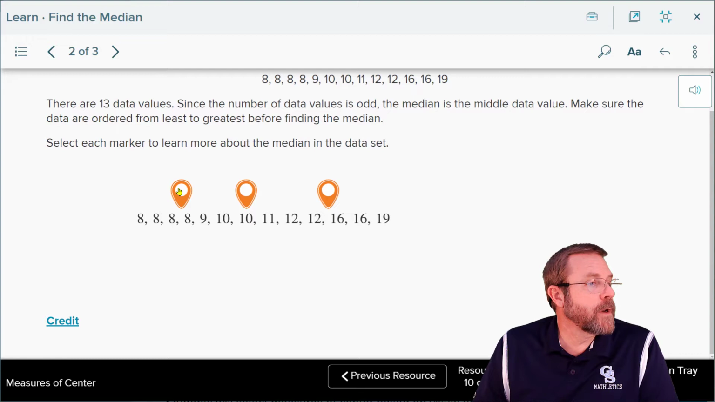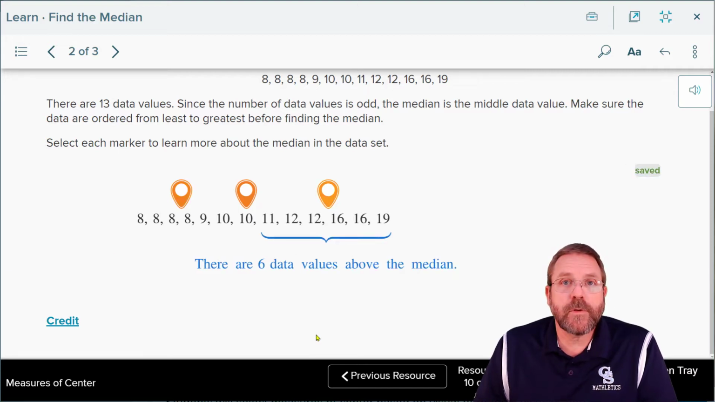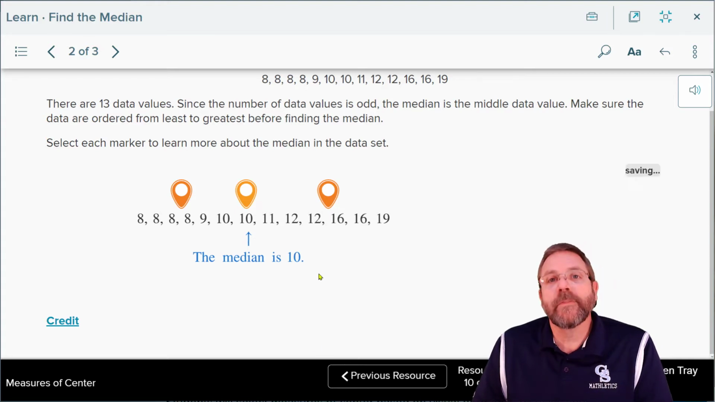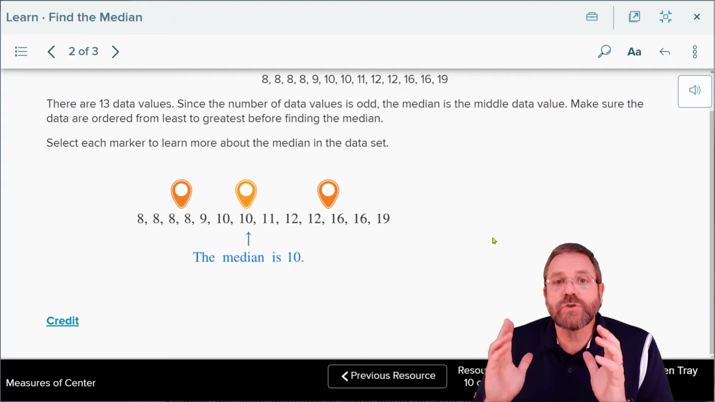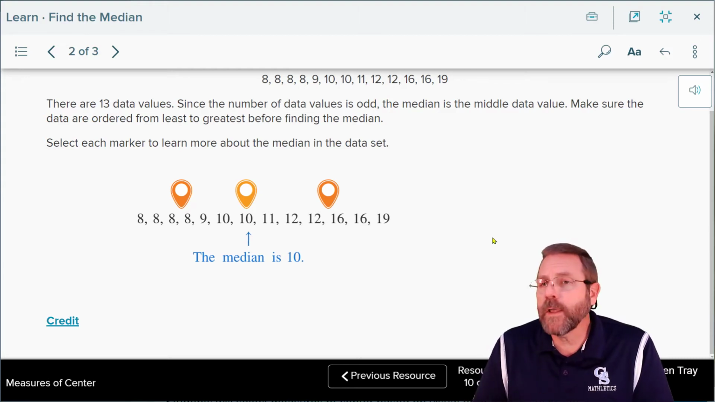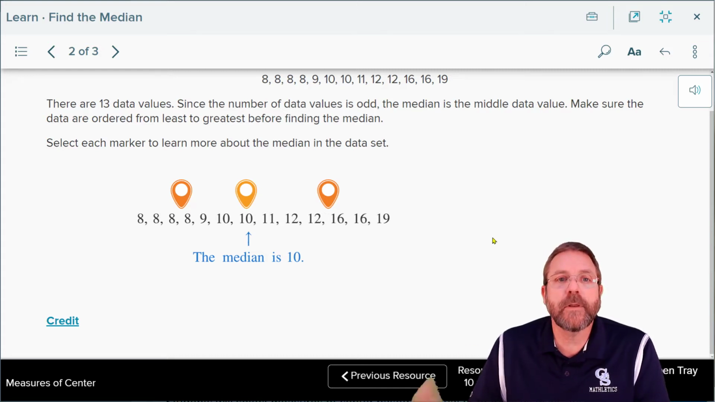So from here, we're going to click on some buttons. This button here says that there are 6 data values that are going to be below the median. There are 6 data values that are going to be above the median, and the one slap dab in the middle, that's going to be your median data value with 10. These are super simple to find. All you have to do is put them in order from least to greatest, count out how many data values you have, and find the middle one, and you're done.